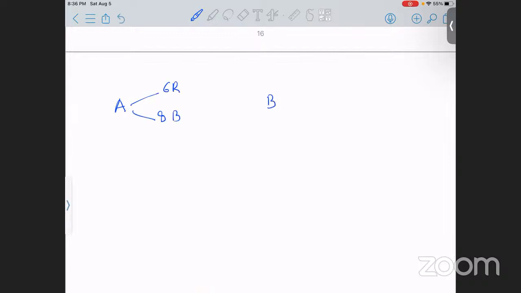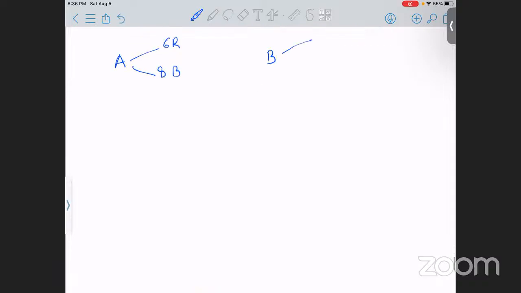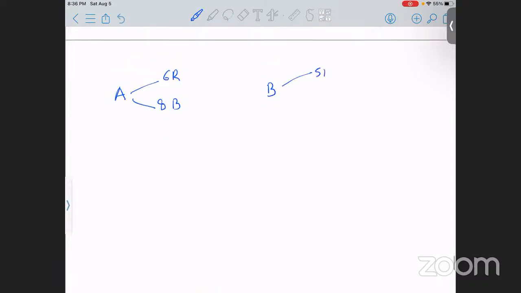Look, A has six red balls and 8 black balls, and B has 5 red balls and 4 black balls. Now listen to this carefully.